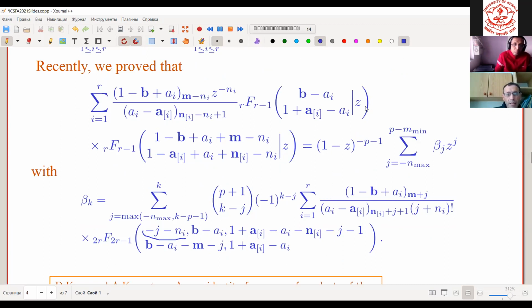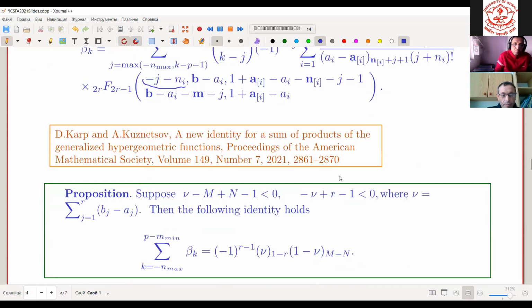Okay, now by setting z equal 1 and certain manipulations to make everything finite, we can get two identities from this. One of them is that these numbers, Bj, are complicated, but they satisfy a pretty simple formula. The sum of these numbers, this sum is natural because these numbers are actually defined for k in this range. We obtain this simple formula, where nu is simply sum of b's minus sum of a's. Well, I'm not sure if it's any useful because you get here a triple sum of terminating F r minus 1 functions with even number here. It's a triple sum. So here is one sum, another sum, and then there is one more sum here.